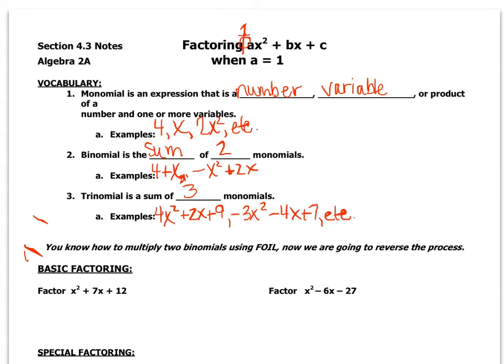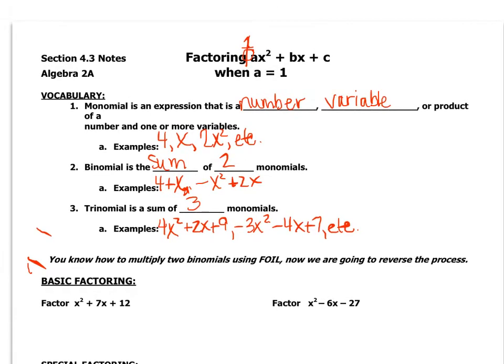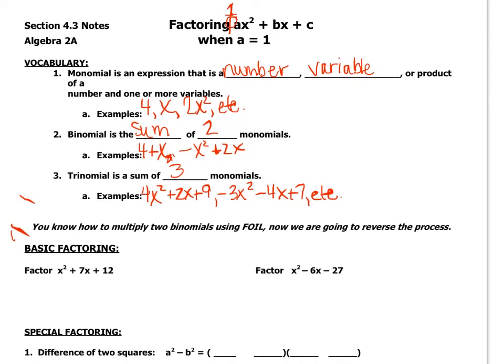Oops, I accidentally pressed the wrong thing. I want you to remember, just keep this in mind. Remember, ax squared plus bx plus c. Okay, this is what we're looking at. A here is 1, okay? So this a is just going to go away. It's just going to be x squared plus bx plus c.